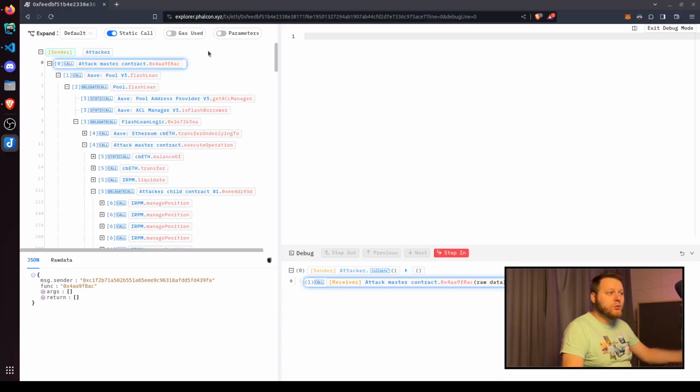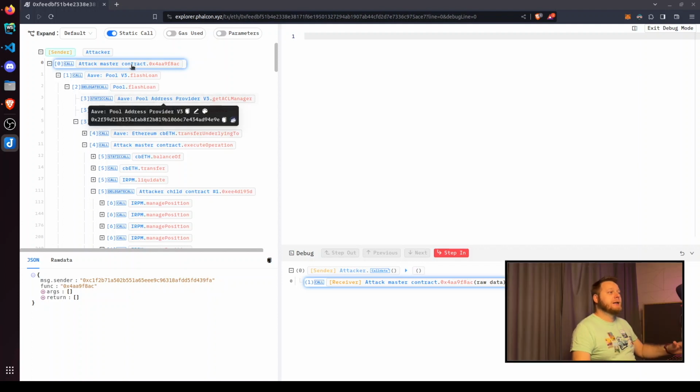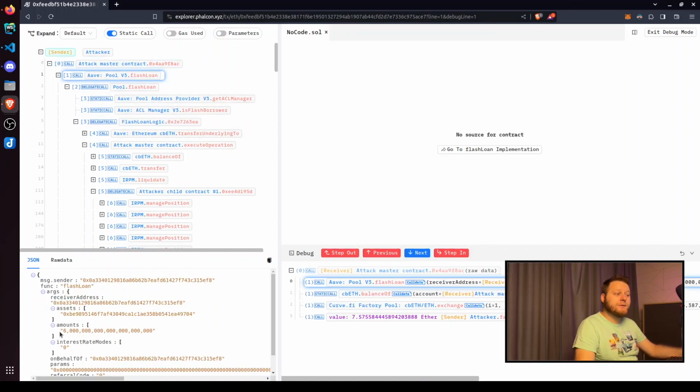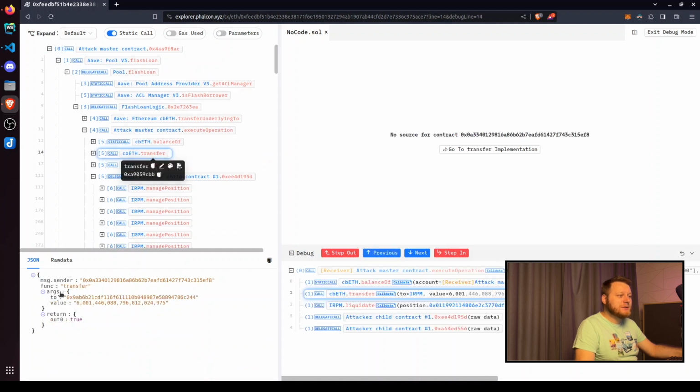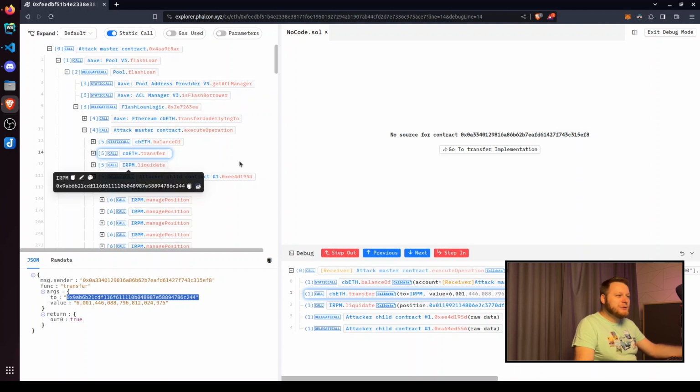The attack started a while back by creating a small position which was then liquidated in this transaction. But let's start from the beginning. The attack started with flash loaning 6,000 of CBETH, which was then transferred directly to the position manager contract. At this point, the attacker actually is losing money, and quite a lot of money. So why did he do that?